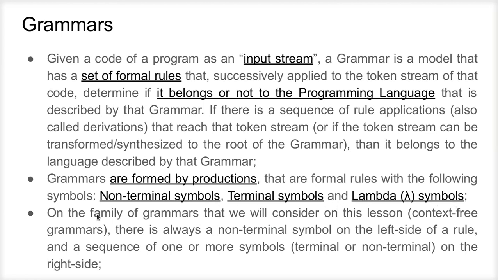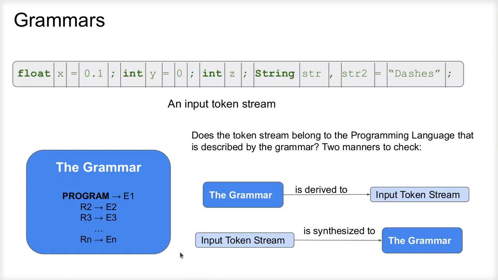In the family of grammars that we will consider in this lesson, context-free grammars, there is always a non-terminal symbol on the left side of a rule, and a sequence of one or more symbols, either terminal or non-terminal, on the right side of the rule.